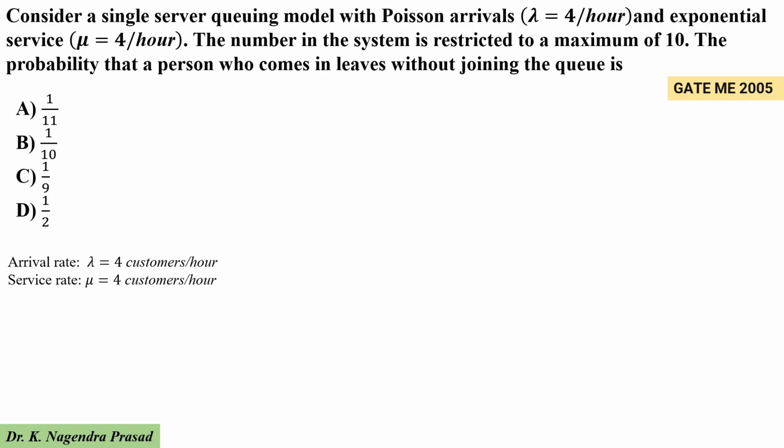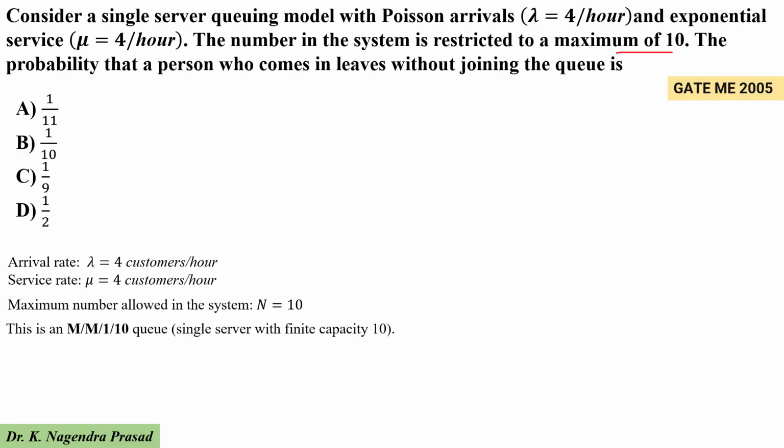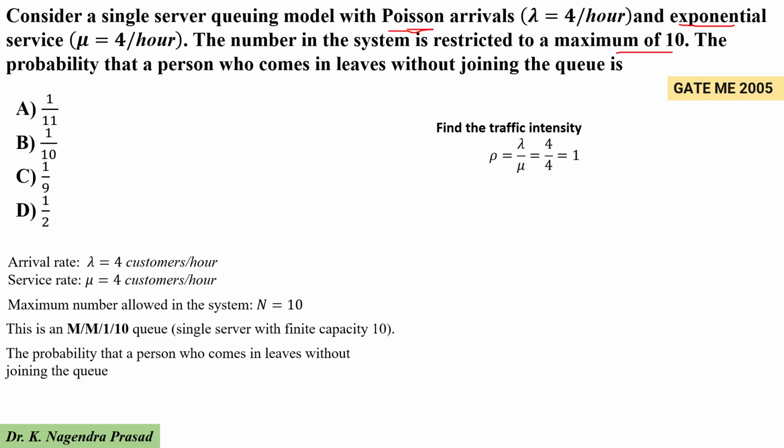So lambda and mu, the arrival rate and service rate, are given. Both are 4 customers per hour. And here the maximum number allowed in the system is 10. This belongs to the MM110 model, which means arrival is Poisson, service is exponential, with a single server and queue length restricted to a maximum of 10. So, a single server with finite capacity of 10. The probability that a person who comes in leaves without joining the queue. So how to determine it?